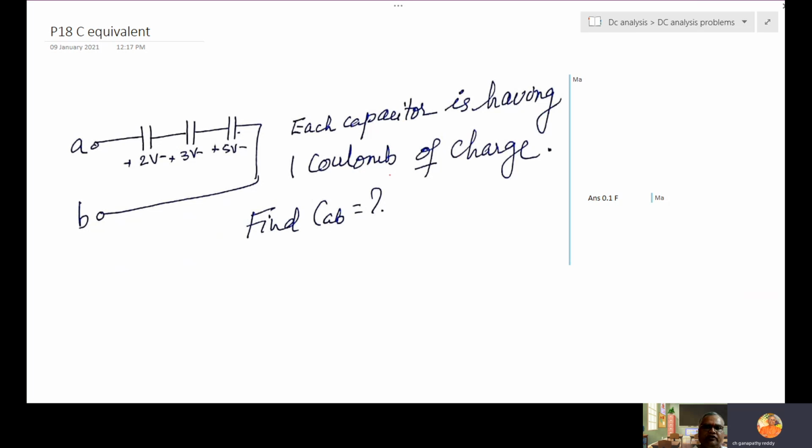So each capacitor is having 1 coulomb of charge. Find CAB, 1 coulomb. So everywhere it is 1 coulomb. What is C1? V is equal to Q by C, so C is equal to Q by V. What is Q? 1 coulomb. With V of 2, C1 is 1 by 2. What is C2? 1 by 3. What is C3? 1 by 5.